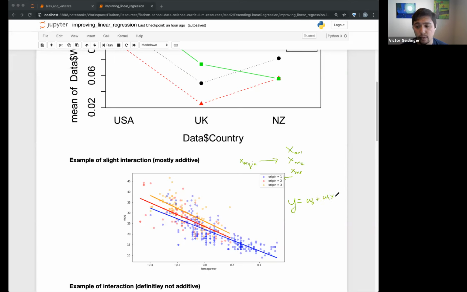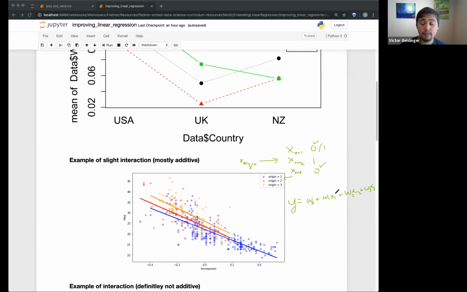I'll just put x1 for origin 1. I know we'd have something like plus w2 x2, and then I'm running out of room here, but you get the point, hopefully. w3 x3, right? And because we one hot encoded, this is either 0 or 1. It's one of those two, right?